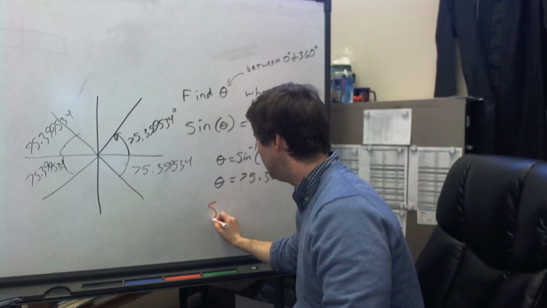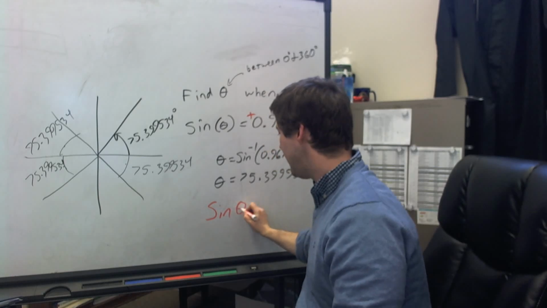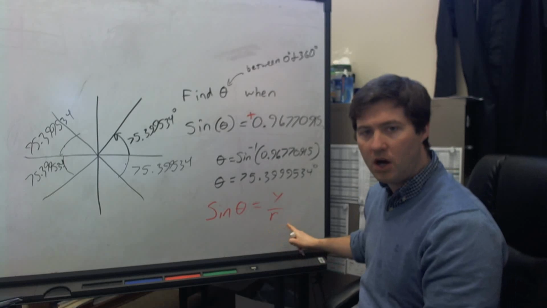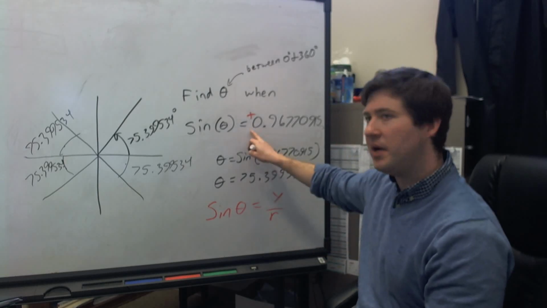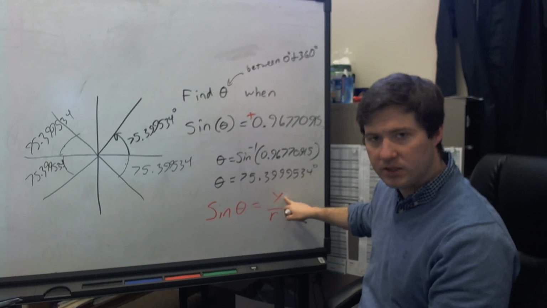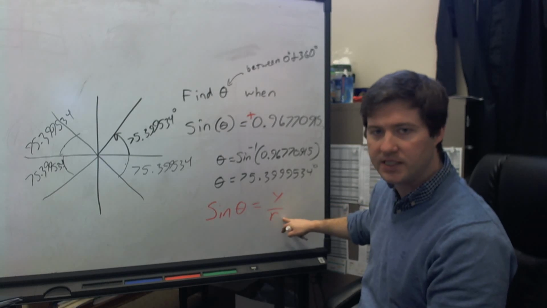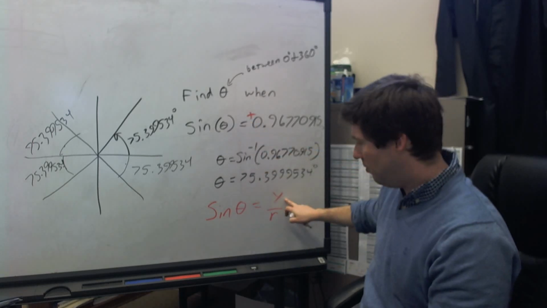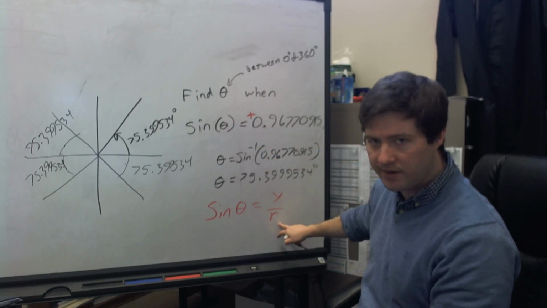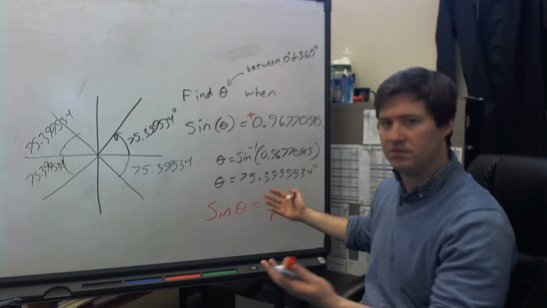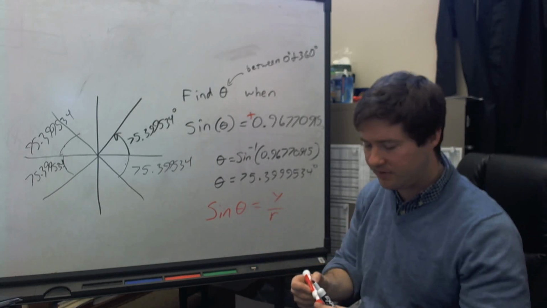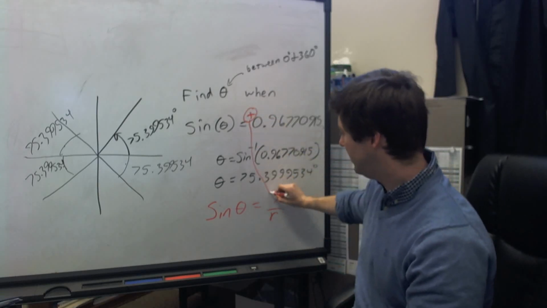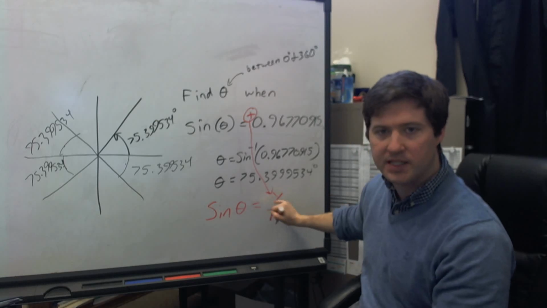Well, what is sine? Sine of any angle is y over r. We know r is always positive. The only way we can get a positive result from this is if y is also positive. We've got positive divided by positive, that would give us a positive. So in order for this to be positive, both y and r have to be positive. Since r is always positive, we just have to look where y is positive. When this is positive, it tells me y has to be positive.